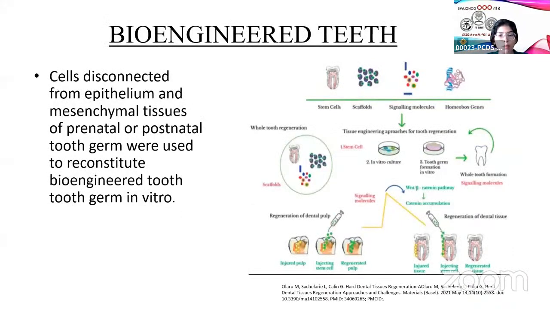Bioengineered teeth is a complex process, and it is in its initial stages because we have to generate both the soft and the hard tissues. Cells from the epithelial and mesenchymal tissues of prenatal and postnatal tooth germs can be used.